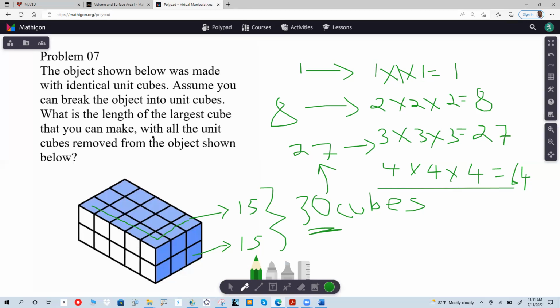So the answer is, with all the unit cubes, what is the length of the largest cube? I'm going to say the answer is 3. Again, it doesn't want you to find the volume. It says the length. It'll be a 3 by 3 by 3 cube. That's your answer.